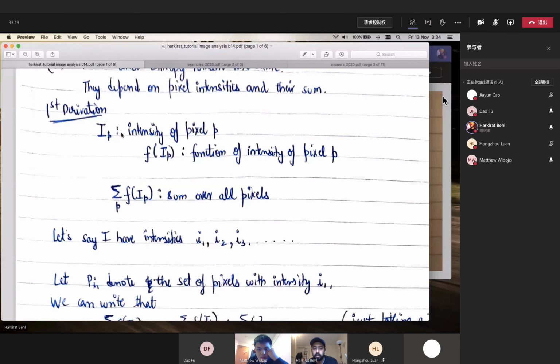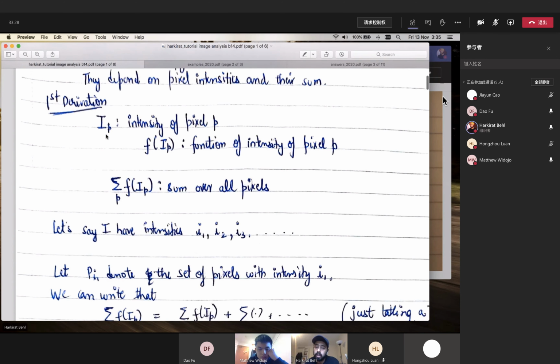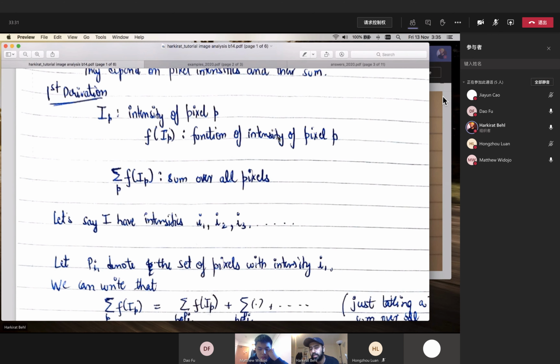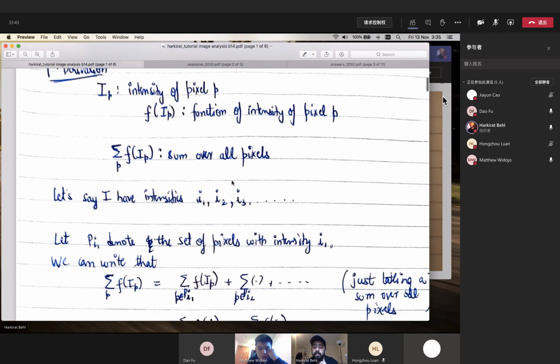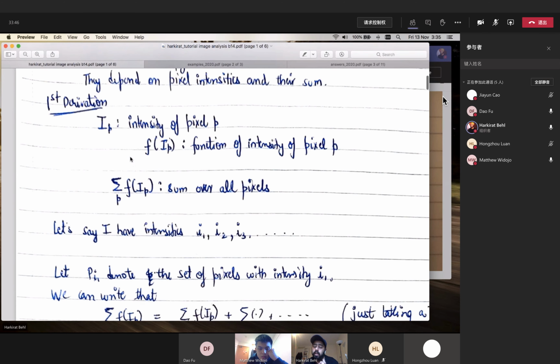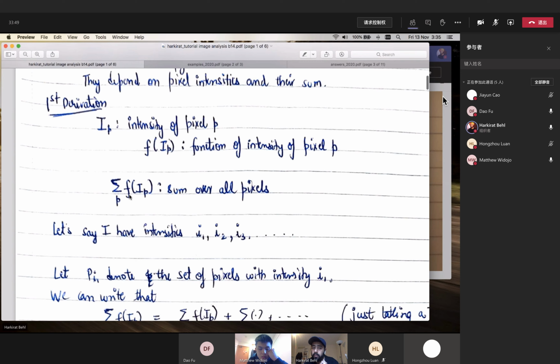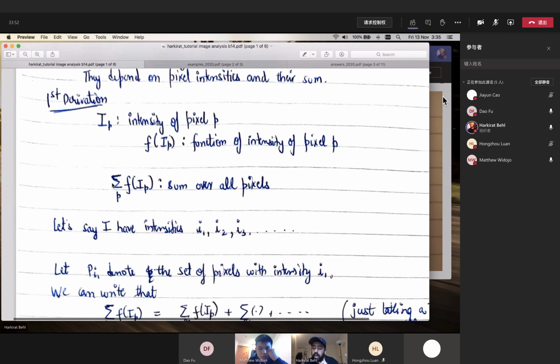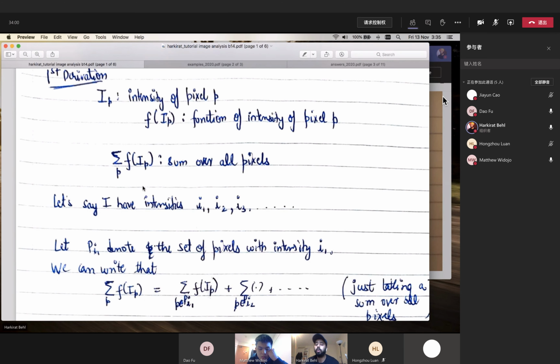So let's say that IP is the intensity of pixel P. I am denoting the intensity of pixel P as IP. And f of IP is any function which is a function of the intensity of pixel P. So it is only dependent on the intensity of pixel P, not on the pixels near it. And this is the sum of that function over all the pixels. So my claim is that any such function will remain the same for the two images. Any function which is just of this form, summing over all pixels the function of intensities at each single pixel. So how do I go about proving it?